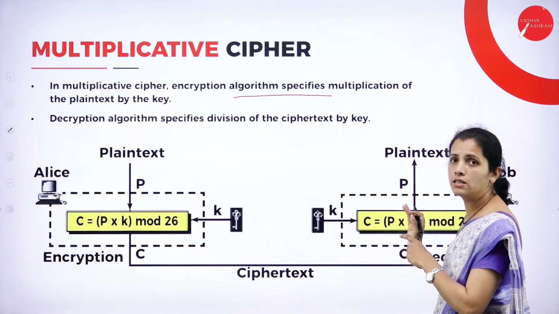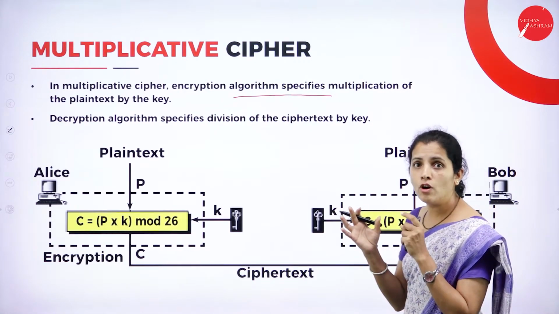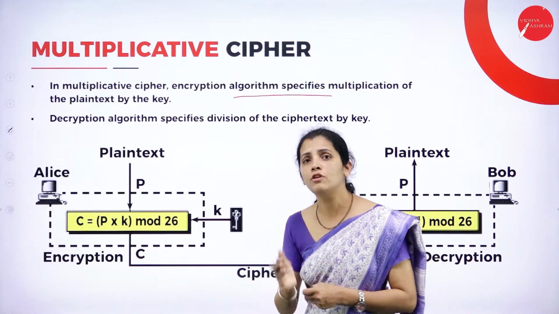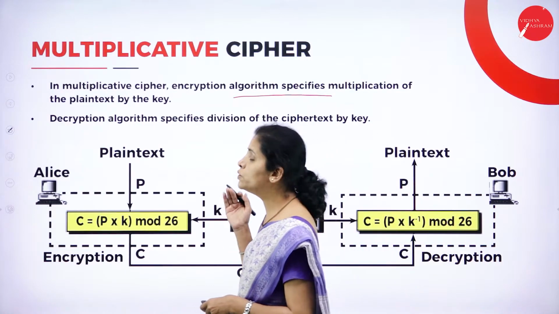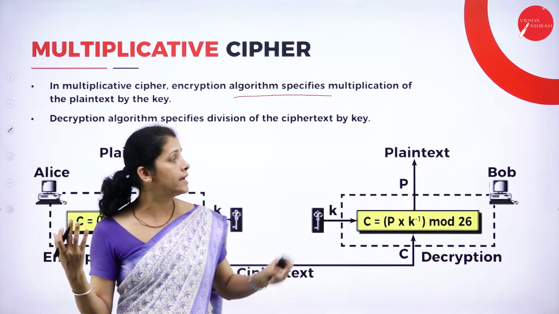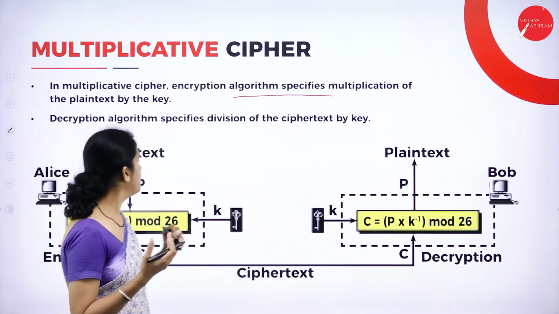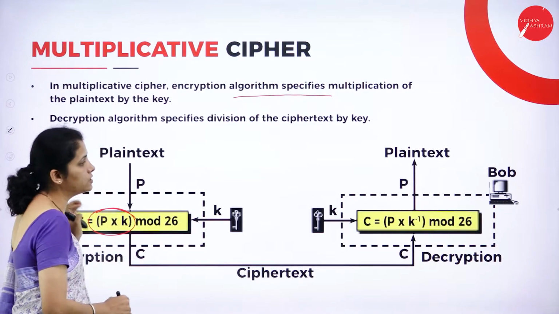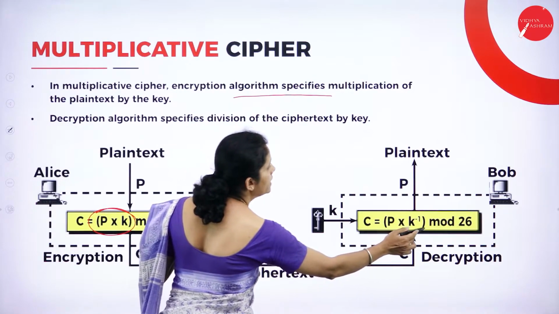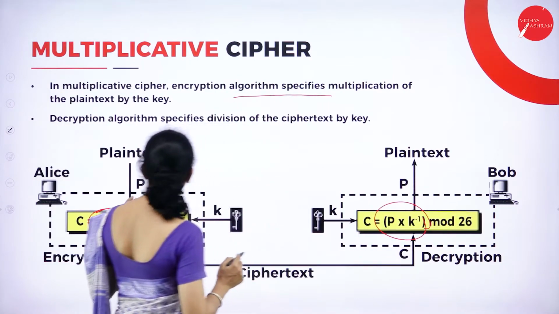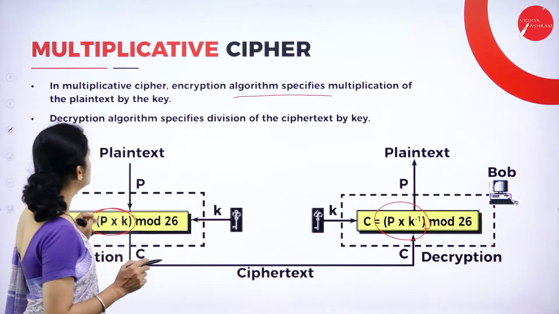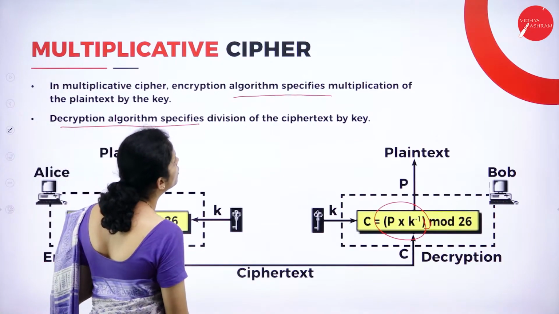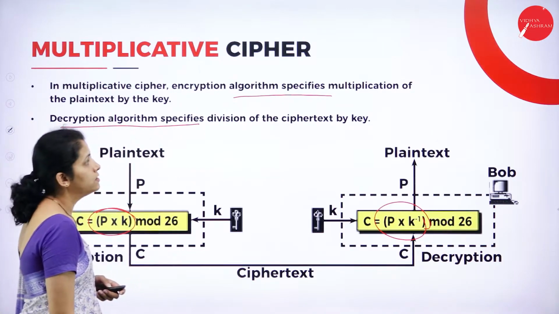It is inverse. So I want to perform division, but it is very difficult to perform division. For that, I'm going to use the inverse of that number. So here, if I consider this is multiplication, then I'm going to consider the inverse of this multiplication number. So here, the decryption algorithm specifies division of the ciphertext by the key.